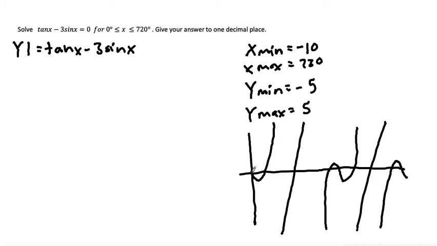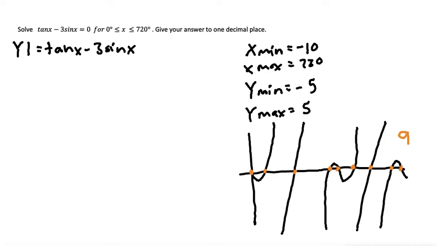So my solutions are going to be about here, here, here, here, here, here, here, here, and here. So that already tells me that I have 1, 2, 3, 4, 5, 6, 7, 8, 9 different solutions. We want to make sure we get all 9 of those solutions using the graphical method, or at least it should be 9. This one here on the end might be a little too far to the right. We can check to see on that.